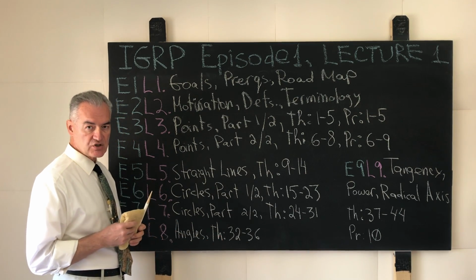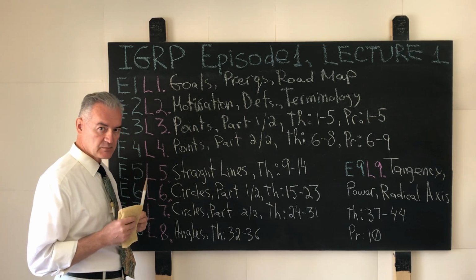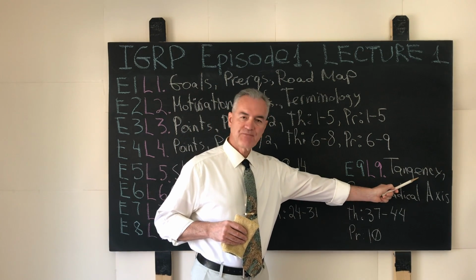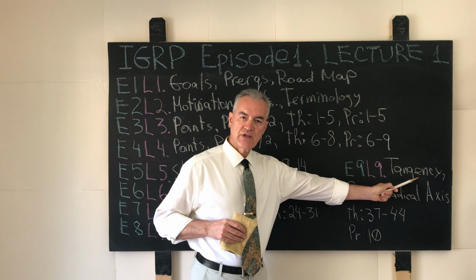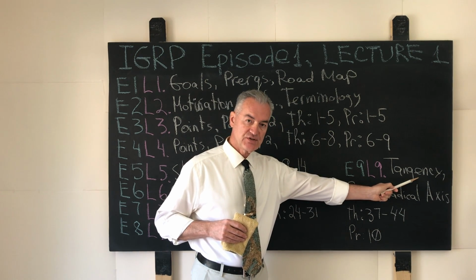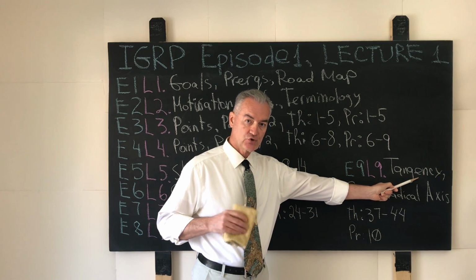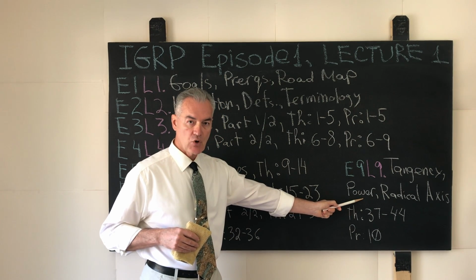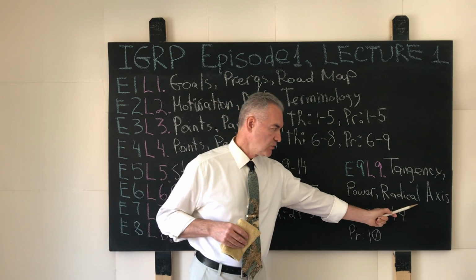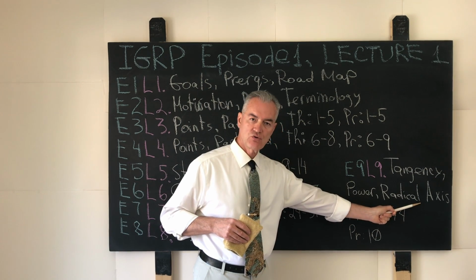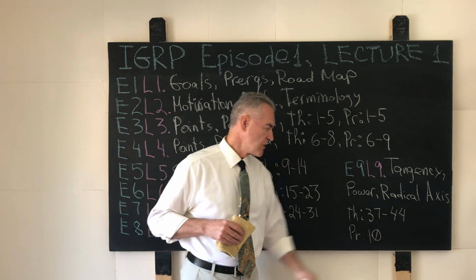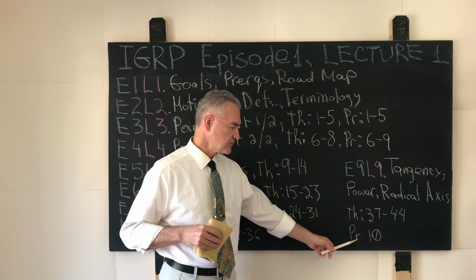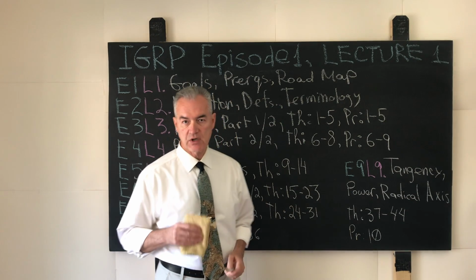In the final lecture that will conclude the study of the theoretical material in this course, in episode 9, lecture 9, we will look at how inversion in the real plane with respect to a circle acts on tangency between circles and straight lines. Then we will introduce the notion of the power of a point with respect to a circle, and we will study at the very basic level the notion of radical axis of 2 circles. We will prove theorems 37 through 44, and we will solve the single problem in that lecture, problem number 10.